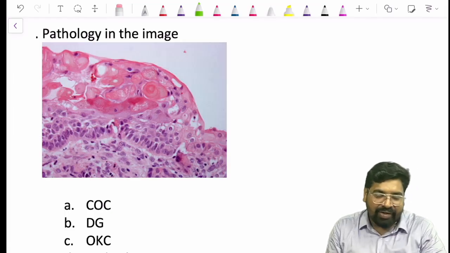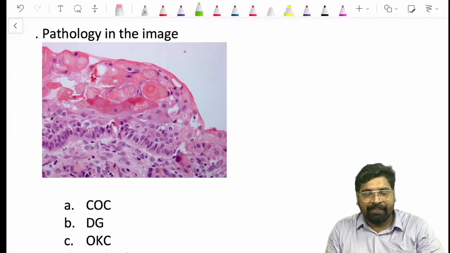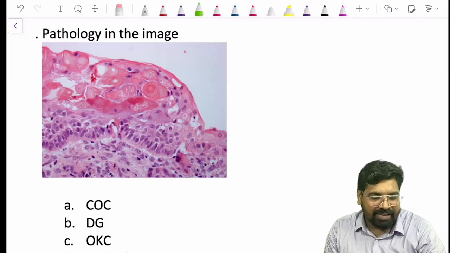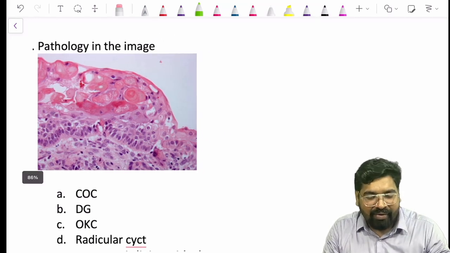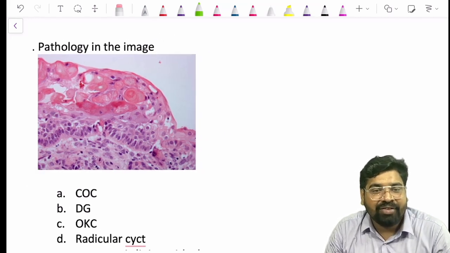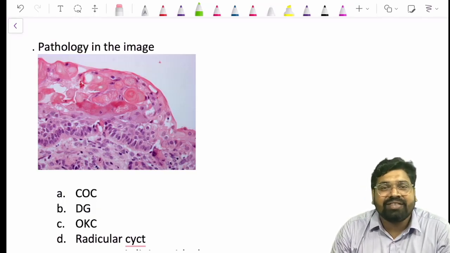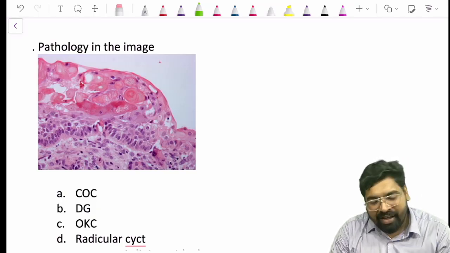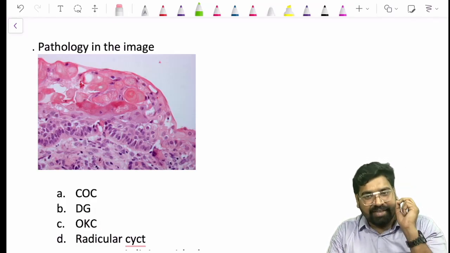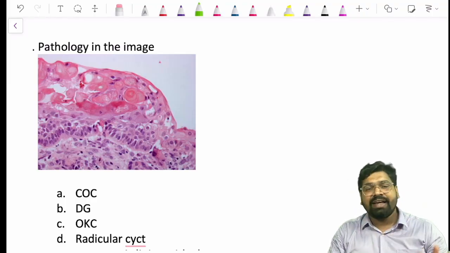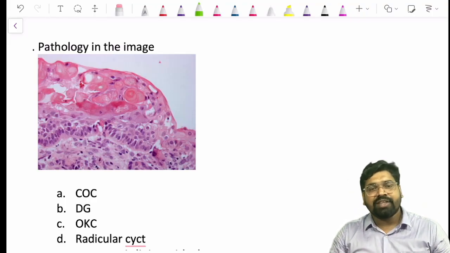This is a NEET 2023 latest paper. Can you see what this cyst is? What is this lesion? We have options here: COC, dentigerous cyst, OKC, and radicular cyst. I just want you to identify exactly one pathology here. Go straight to the clue. There lies the answer. It closes the chapter.